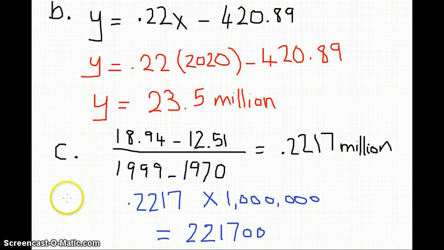So let's look at D. If we look at D, you'll find it's the same thing as C. So if you're able to do C, you'll be able to do D. I am running out of time on the video, so C and D are exactly the same. You can do D on your own.